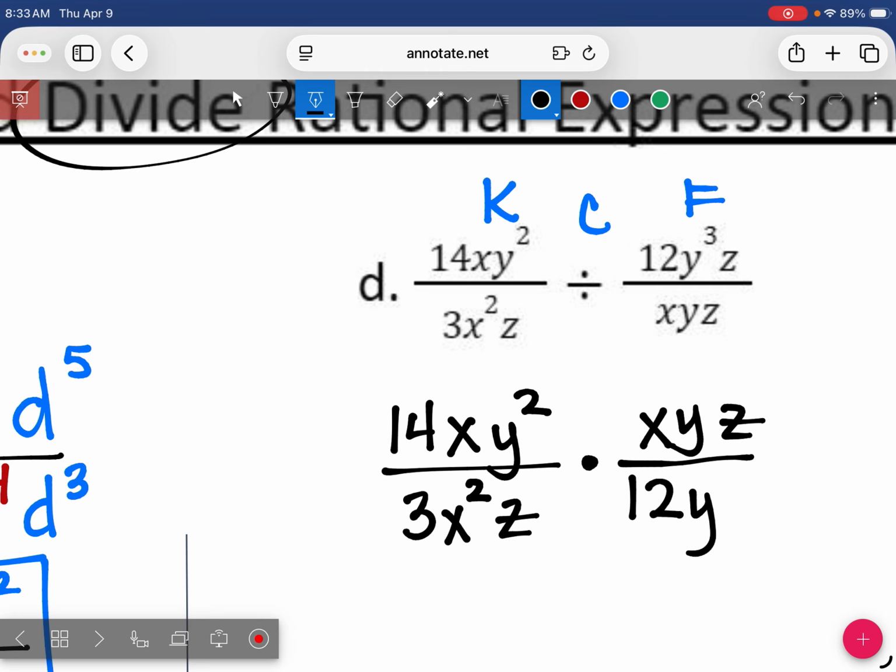Take a couple minutes. Try to work through it on your own. Take your time. Multiply numbers, add the exponents. That's your first step. Then after you have one single fraction, we subtract the exponents.